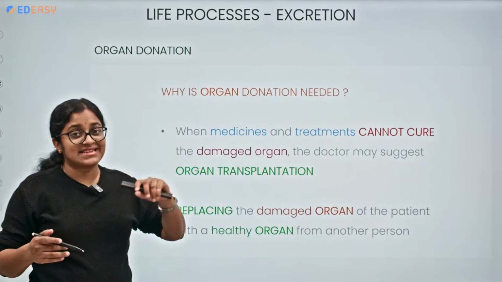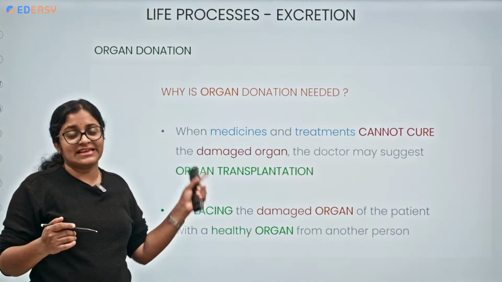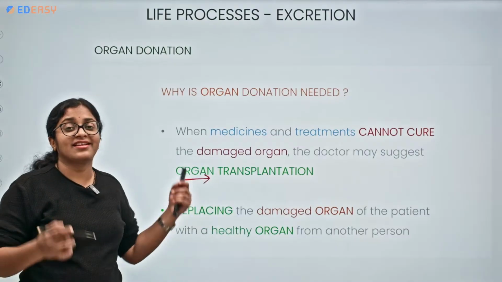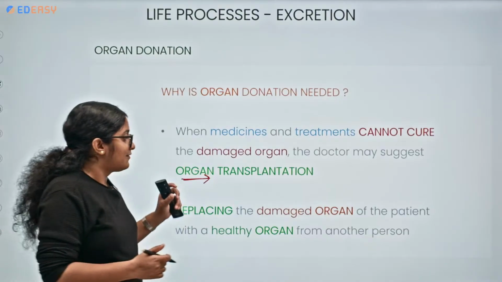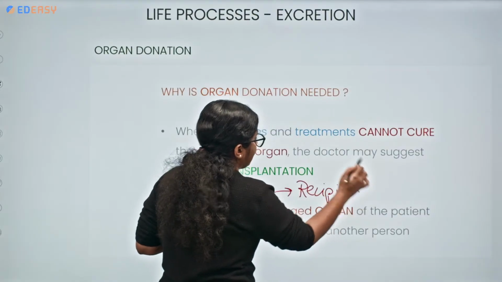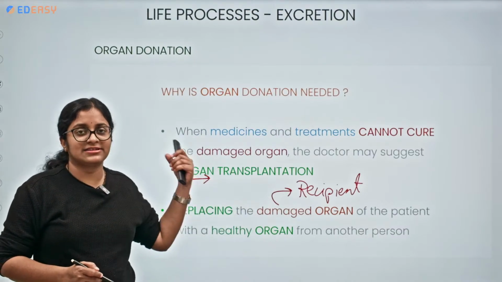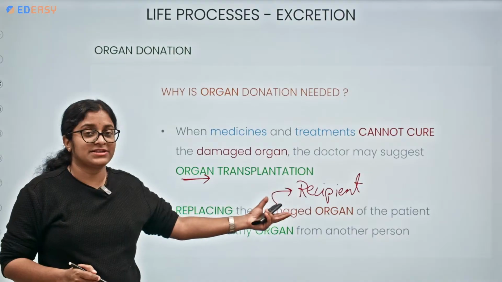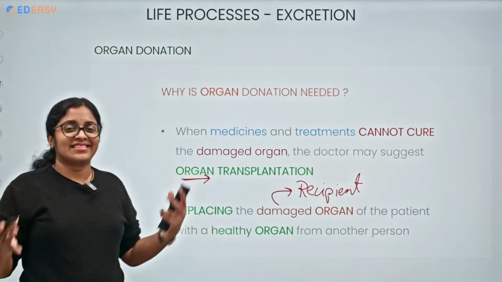When medicines and treatments are not at all effective for curing the damaged organ, definitely the doctors are going to suggest organ transplantation, where the damaged organ of a patient is replaced, and we call the patient the recipient. We replace the recipient's organ with a healthy organ from a healthy person. Then what do we call the healthy person who is donating his valuable organs? That will be the donor.